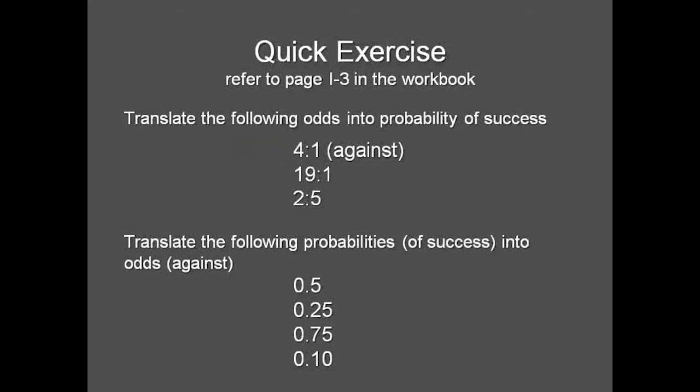19-to-1 odds against, there's 19 opportunities to lose, 1 opportunity to win. There's 20 total opportunities. 1 of those is a win, 1 chance out of 20. That's a 5% probability of success.